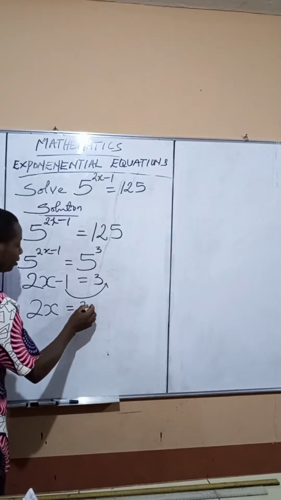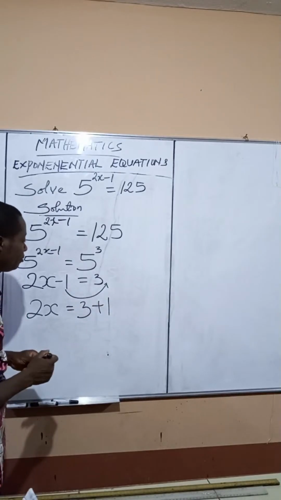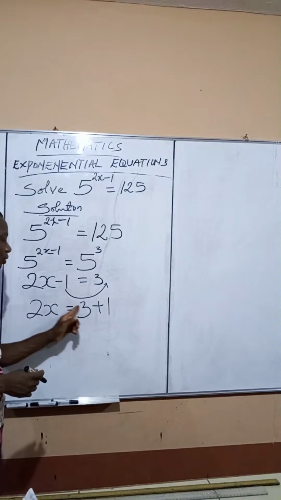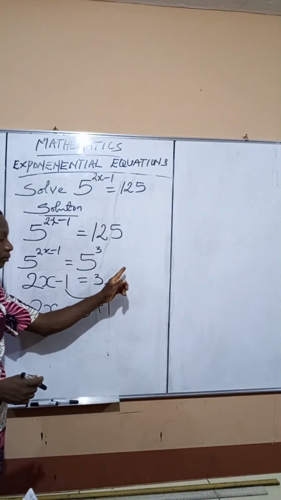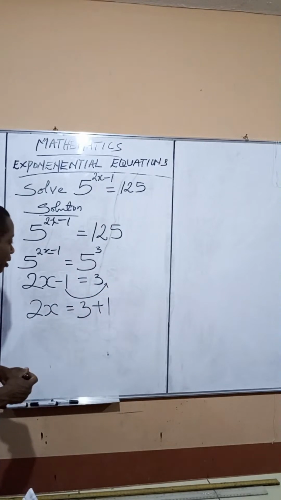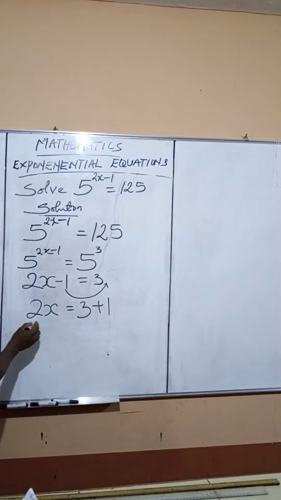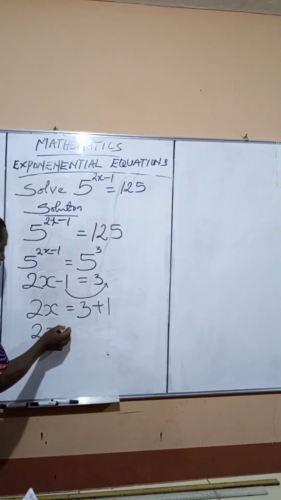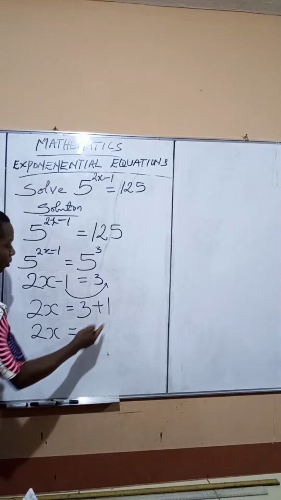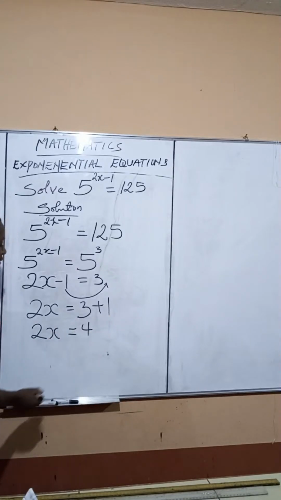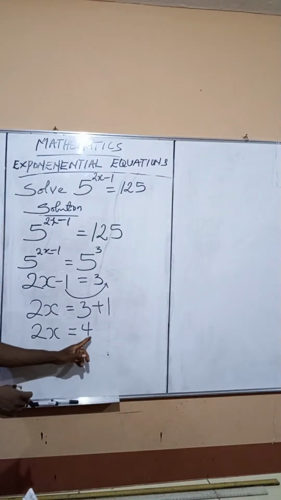So we're now going to have 3 plus 1. Remember, when minus 1 is crossing, it changes to plus. That's why we have plus 1 here. So that gives us 2x equals 3 plus 1, which is 4. Now it is simple, right? We know what to do next.